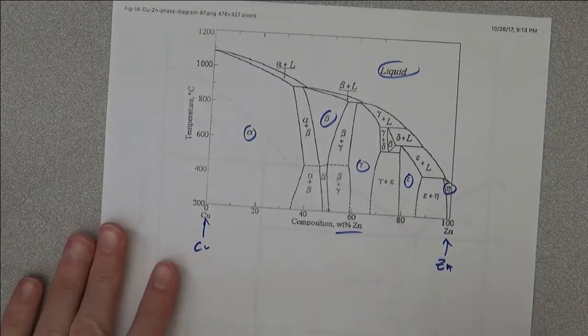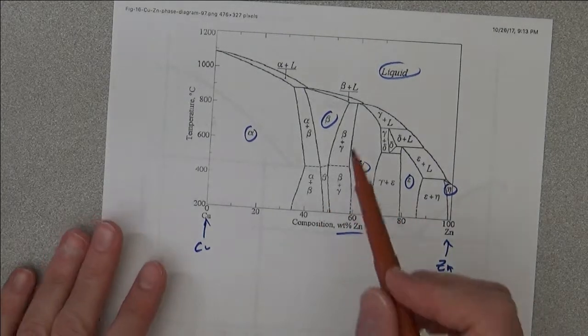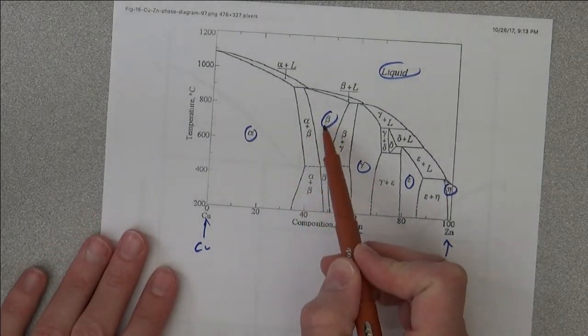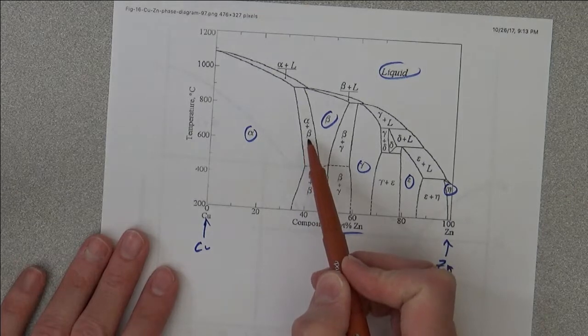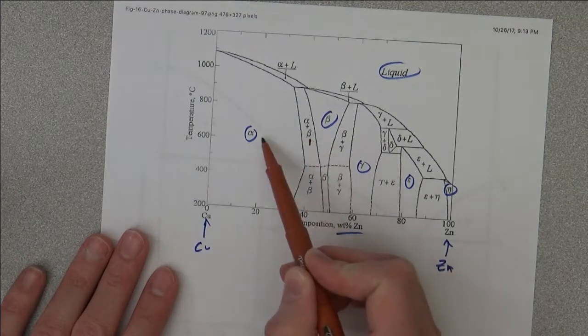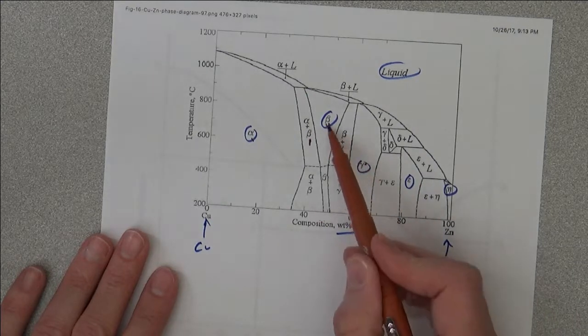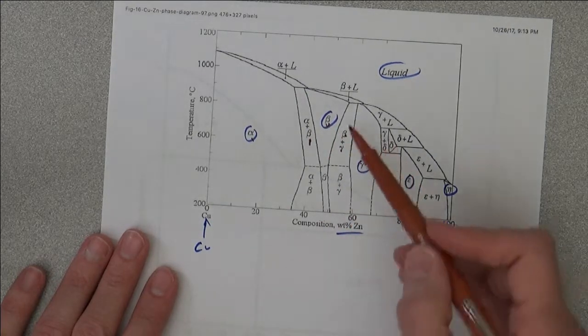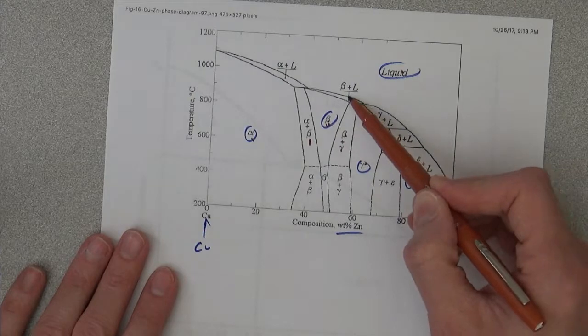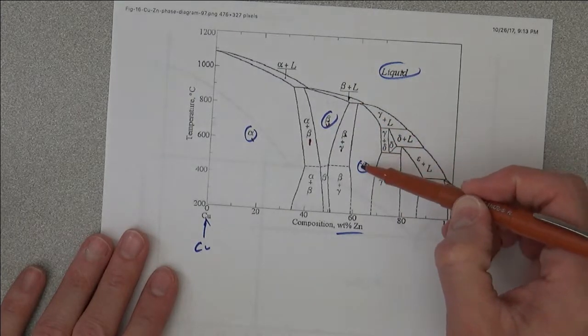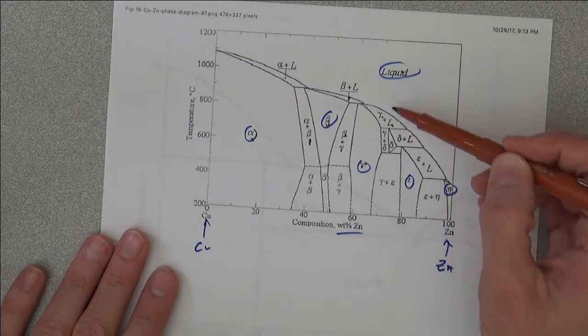The important thing here, though, is that anywhere you have these single-phase regions, they have to be separated by a two-phase region. So if this is alpha, that's beta, that's alpha plus beta, gamma, beta, now I have beta plus gamma. Here's liquid, so we have beta plus liquid. That's gamma, so we have gamma plus liquid.